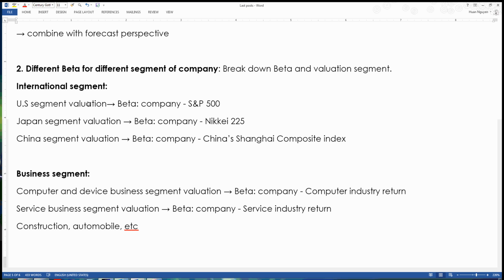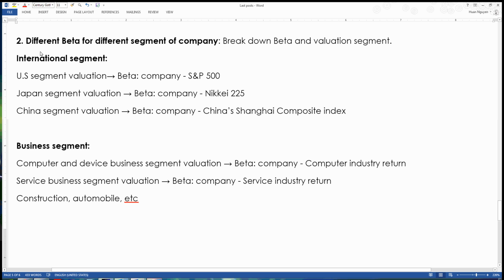Okay, so the second one, we should differentiate the beta for different segments of the company. So we should break down the beta for each valuation segment. I come up with two kinds of diversification here. The first one is for a multinational company. For each segment, we should use a different beta. For example, Apple is a multinational company, so it would have multiple national segments. For each segment we evaluate with a different beta.